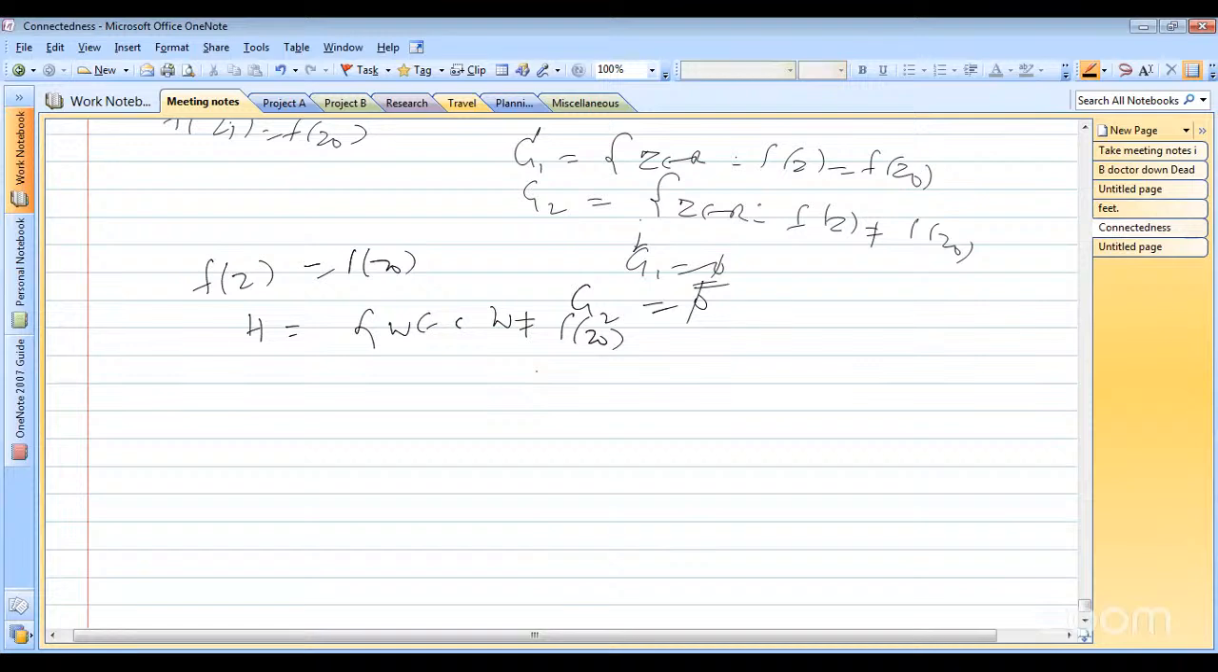Now G1 is also open: for a point in G1 there exists an open disk with center in G1 contained in D, where f(z) is equal to f(z0) for all z in the disk. So G1 is open. Now D is the union of G1 and G2, and G1 intersection G2 is empty. So D is the union of two non-empty open sets, that is, disconnected, which is a contradiction. So G2 is empty.